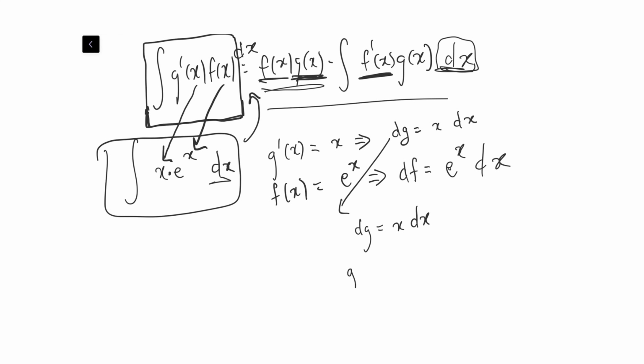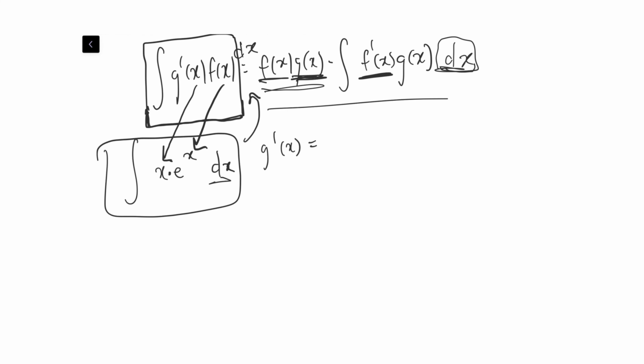If we integrate both sides, this side would just be g, which is equal to the integral of x dx. And by the power rule, it's x squared over 2. So we've found all the things we need to solve this. We know g prime of x is x, f of x is equal to e to the x, and we found g of x, the original function here, which is x squared over 2, and the derivative f prime of x is equal to e to the x.